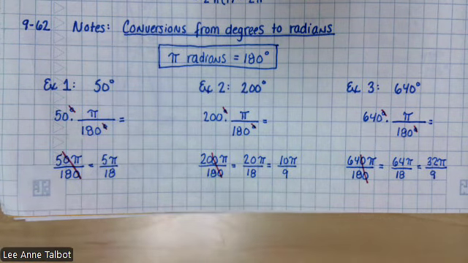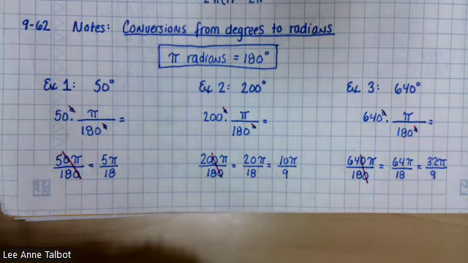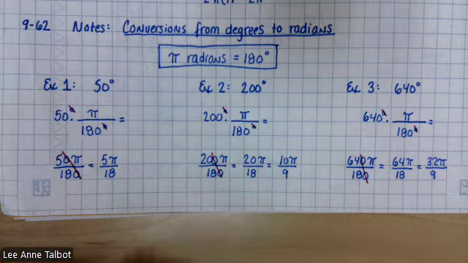Okay. Get yourself situated. Then we're going to do number 63, which is going backwards. We're going to go radians to degrees, which is actually more helpful for you if you want to draw your stuff in degrees and you're given radians. You can convert it to degrees and then it'll make more sense.